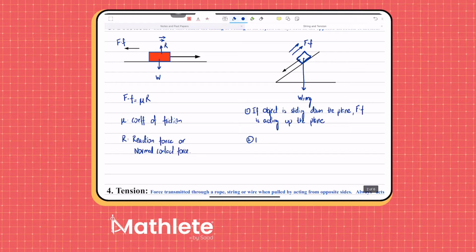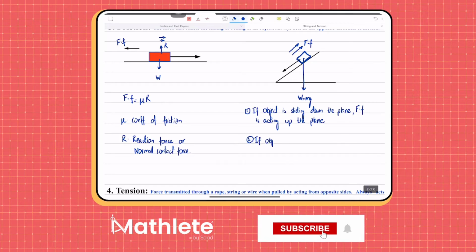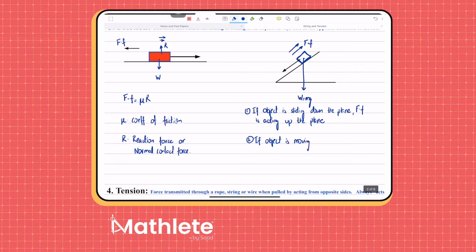Number two, if the object is moving up the plane, now the object won't just naturally start moving up the plane. It may be because of an external force that's being applied. Moving up the plane, the frictional force is acting down the plane. So frictional force, remember, is a kind of resistive force.